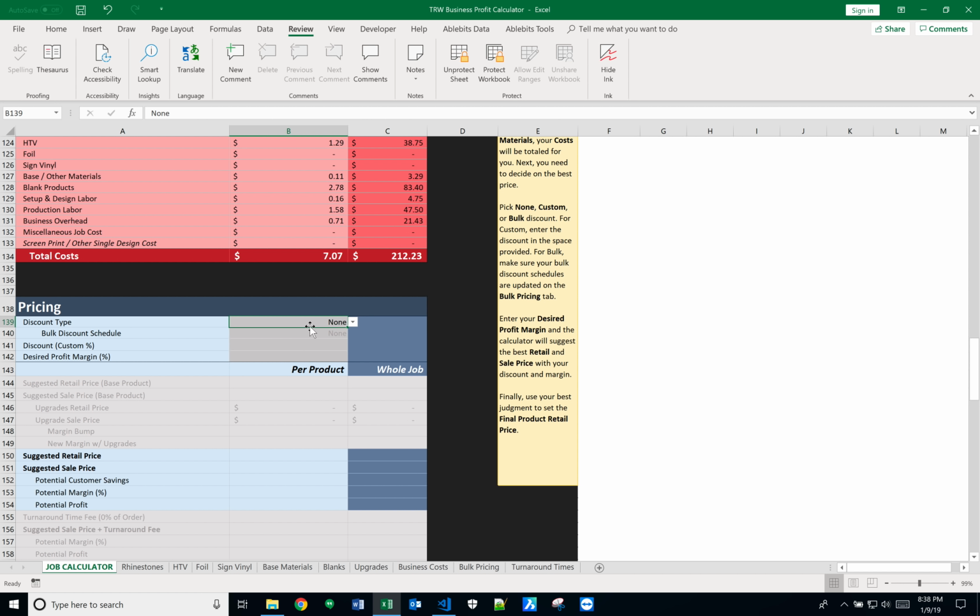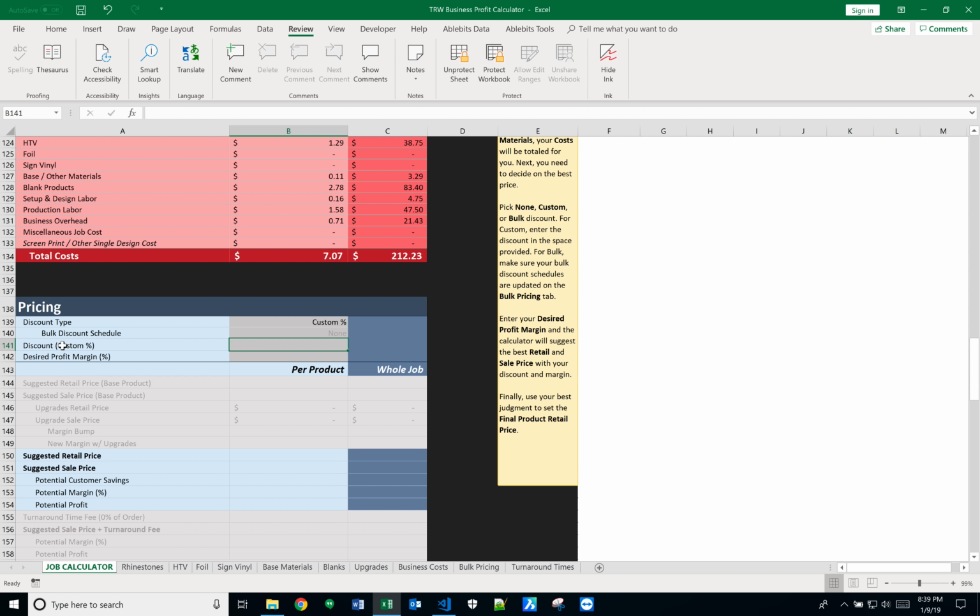By the way, any box that is this dark gray, not this light gray, but this dark gray here, is expecting you to input something. So this first box, you need to input what discount you want. Now it could be no discount, but this is a first time customer. So we're going to put a custom discount.